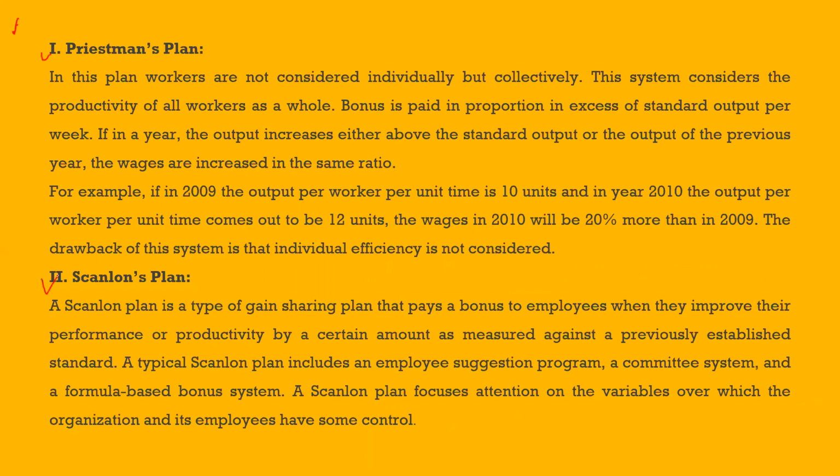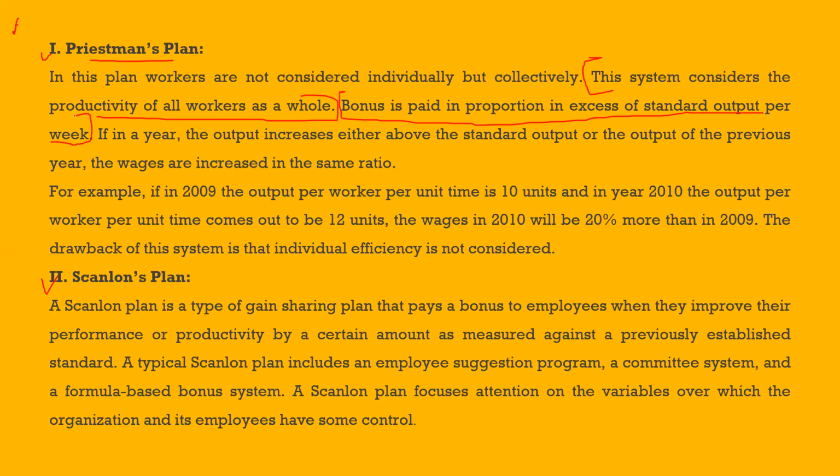As I already told you, these group incentive plans are paid to a group of people, a group of 4 members, 5 members, 6 members, 10 members. Individually they are not paid. So let's understand each of these plans. First one is the Priestman plan. In this plan, workers are not considered individually but collectively. This system considers the productivity of all the workers as a whole. Bonus is paid in proportion in excess of standard output per week.